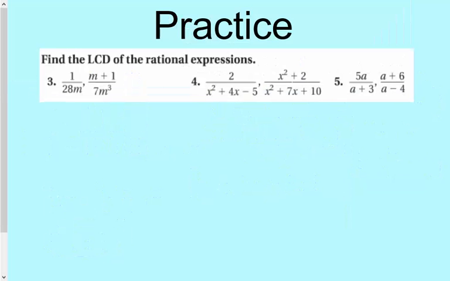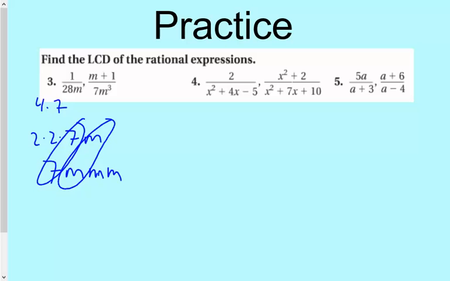Alright, I'm going to do a couple more of these just because these are a little more complex. 28m breaks up into 4 times 7, which is 2 times 2 times 7 times m, and then 7m cubed is 7 times m times m times m. So they share 7 and an m in common. So we have 7m in common, and then we have 2 times 2 is just 4, and then m squared. So altogether it's 28m to the third. Both 28m and 7m cubed will go into 28m cubed evenly.